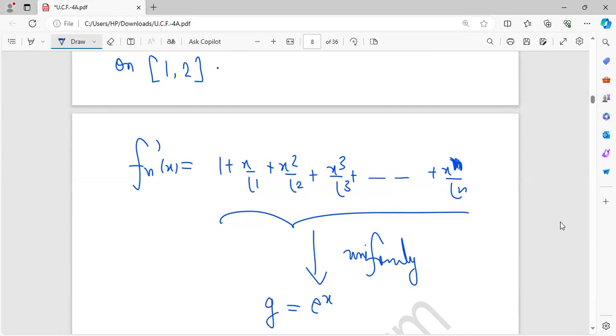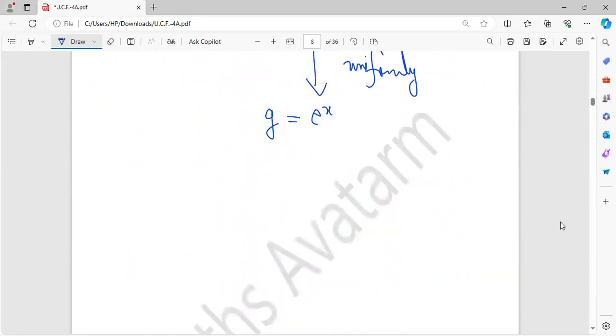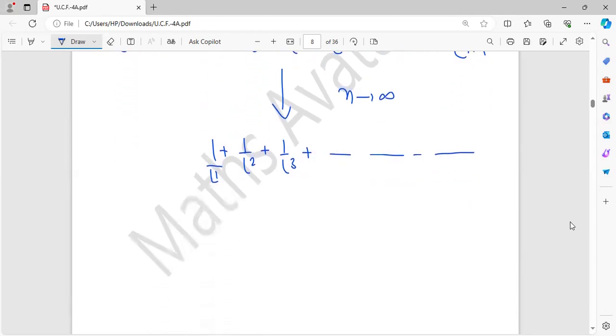Now if we can show that, what about f n 1? What is f n 1? f n 1 is 1 plus 1 upon factorial 2, 1 upon factorial 3, 1 upon factorial 4. When n tends to infinity, it will go to 1 plus 1 upon factorial 2, 1 upon factorial 3 and so on. What is this value? This value is e minus 1. So f n 1 converges. Okay.